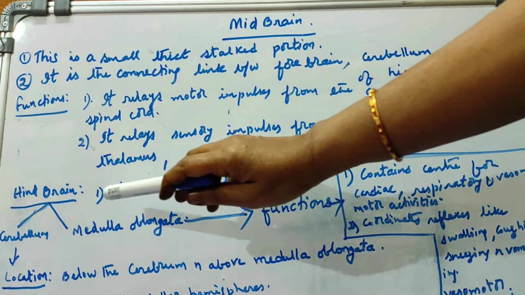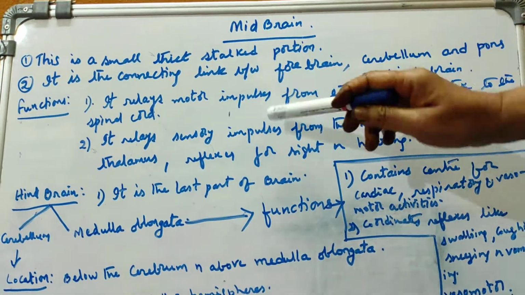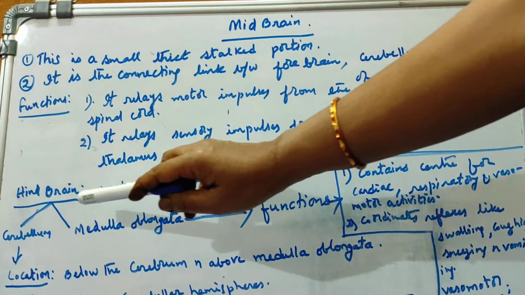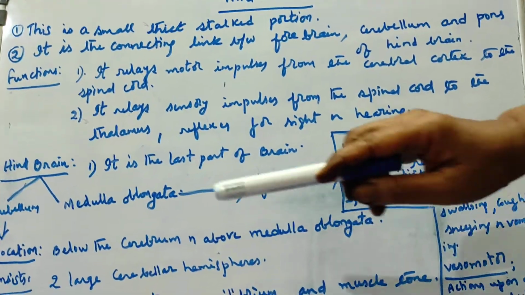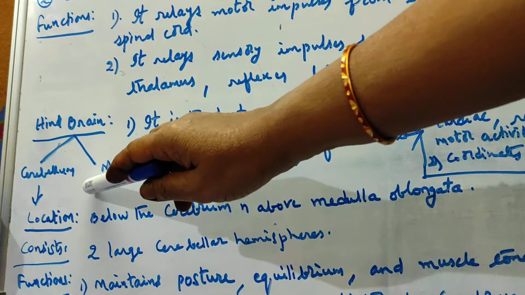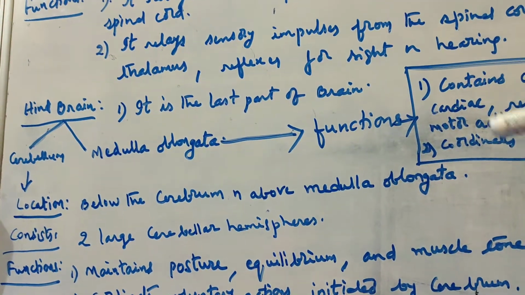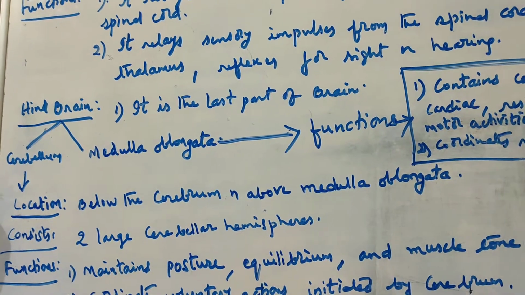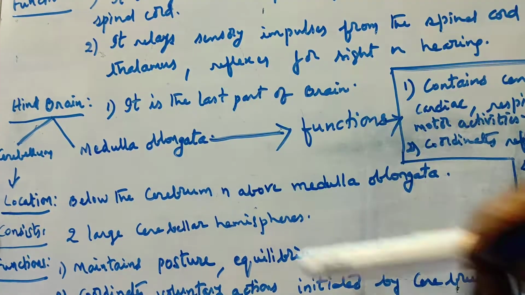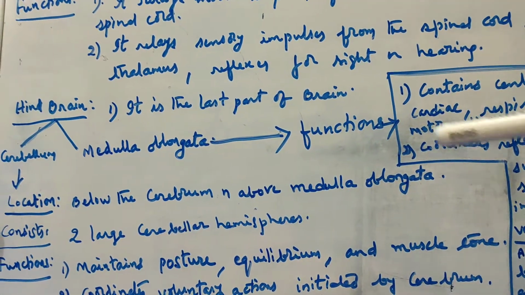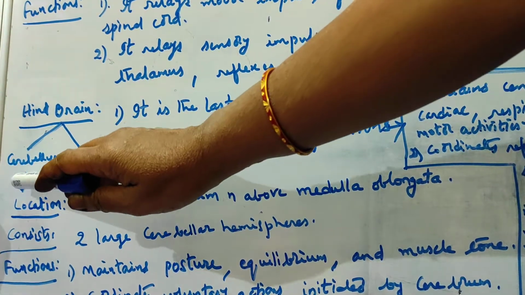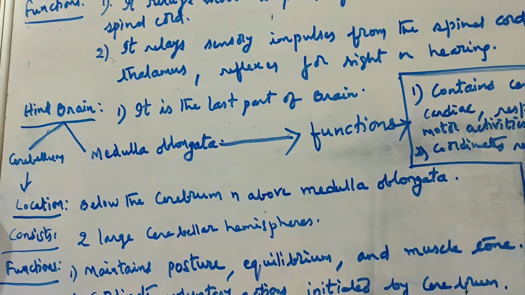And then the next one is the hindbrain. Okay, this is about the midbrain. Now let us see what is the hindbrain. And this hindbrain actually has two parts, cerebellum and medulla oblongata, and it is the last part of the brain. Okay, because forebrain is first, midbrain is second, and third one is hindbrain. This is the last part of the brain. Okay, and it consists of the cerebellum as well as the medulla oblongata.